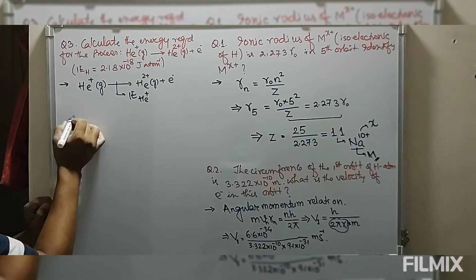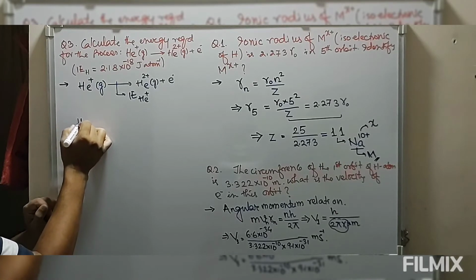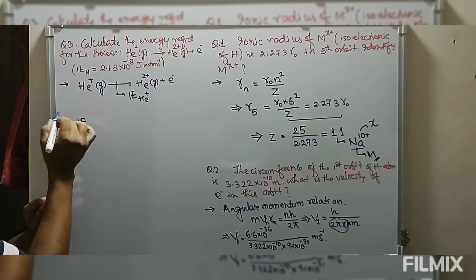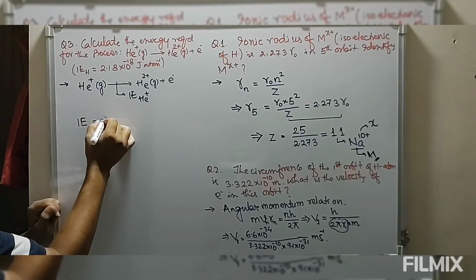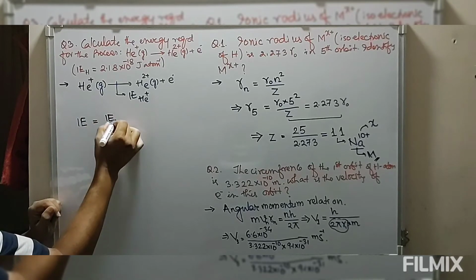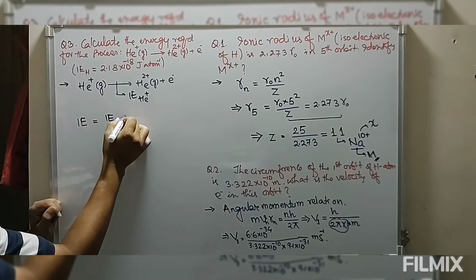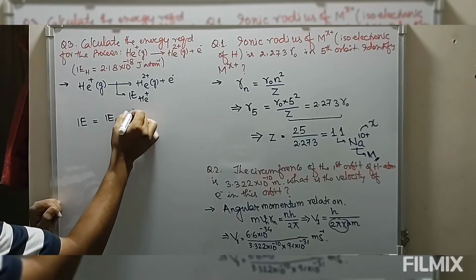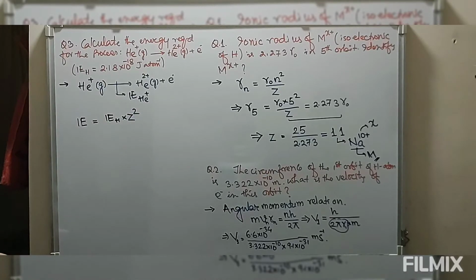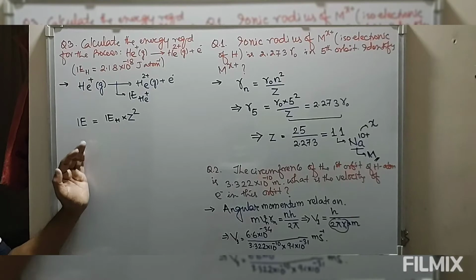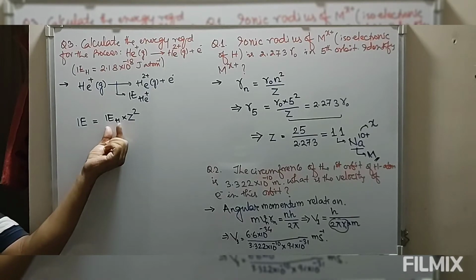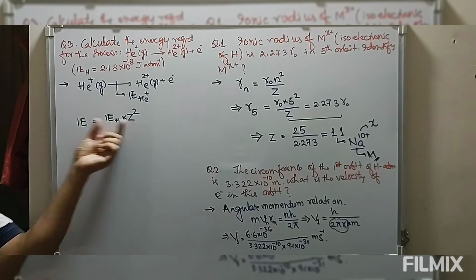Now we have this relationship for ionization energy. The ionization energy of an atom is equal to the ionization energy of hydrogen into Z square. So we have this relationship: the ionization energy of any one-electron species is equal to the ionization energy of hydrogen into Z square.